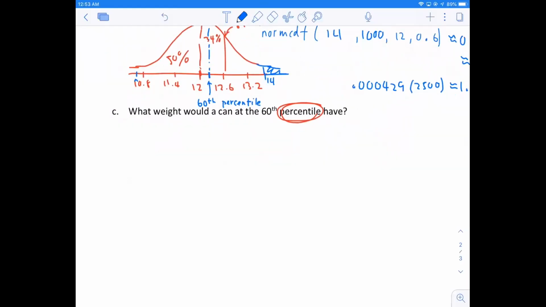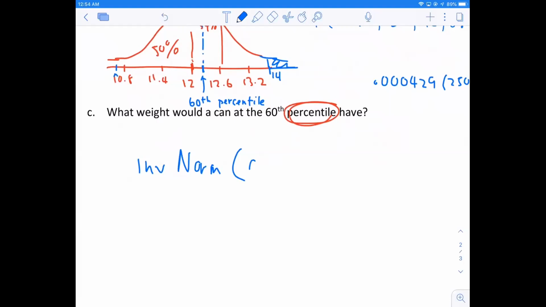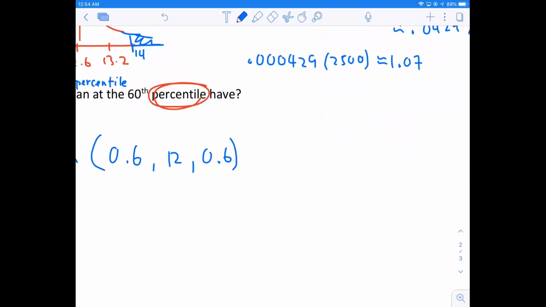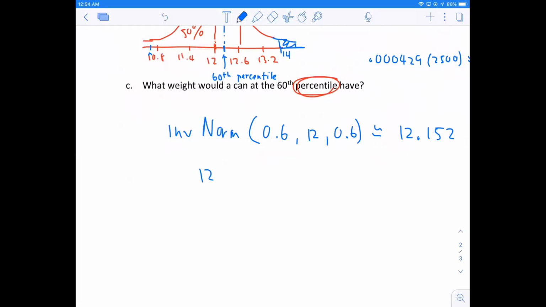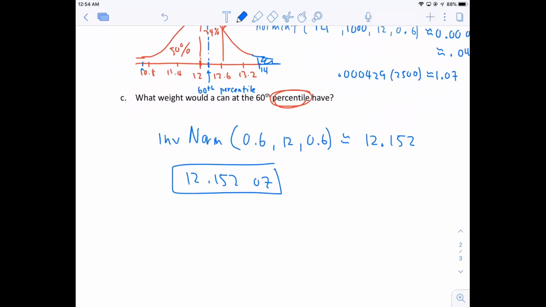All right. So let's resume share here. So for this one, we would have typed in inverse norm 0.6, 12, 0.6, and that was equal to approximately 12.152. So a can that weighs 12.152 ounces would weigh more than 60% of the other cans.